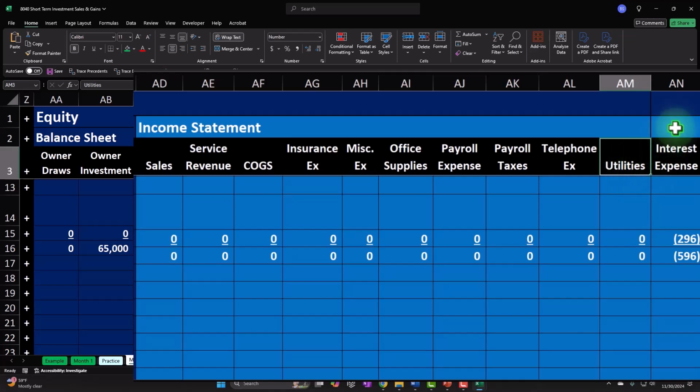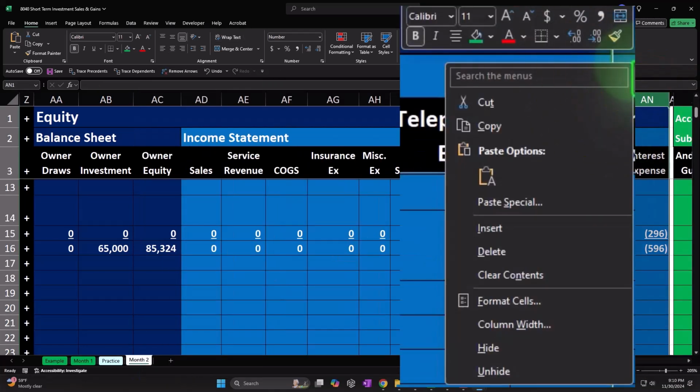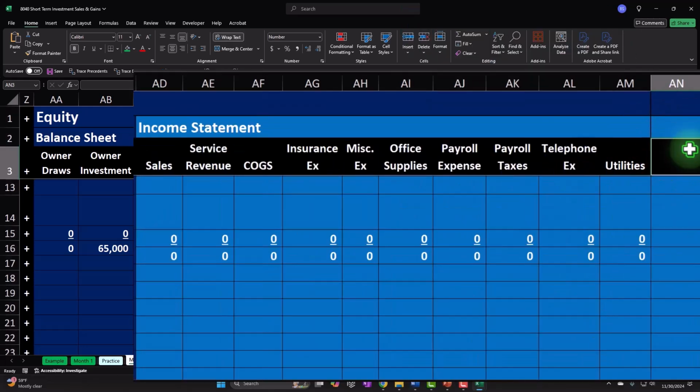But in any case, we're going to put our cursor on AN here and then right click and insert. That'll put a column to the left of it. And I'm going to say it's going to be gains on sale of, and I'm just going to call it INV for investment. And then we'll make it a little larger so we can see it.